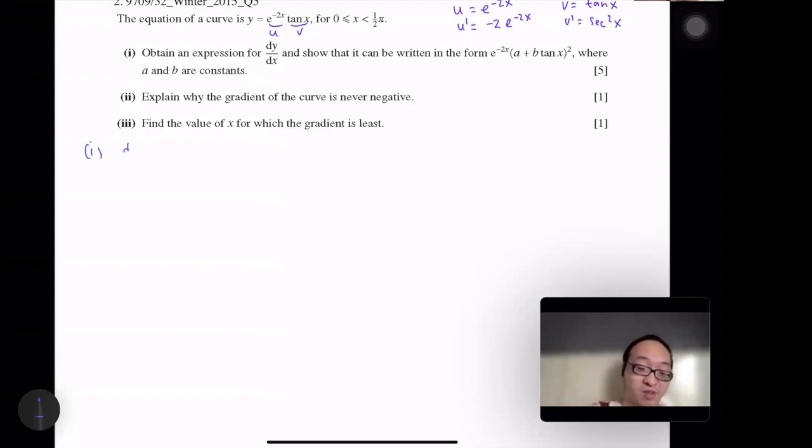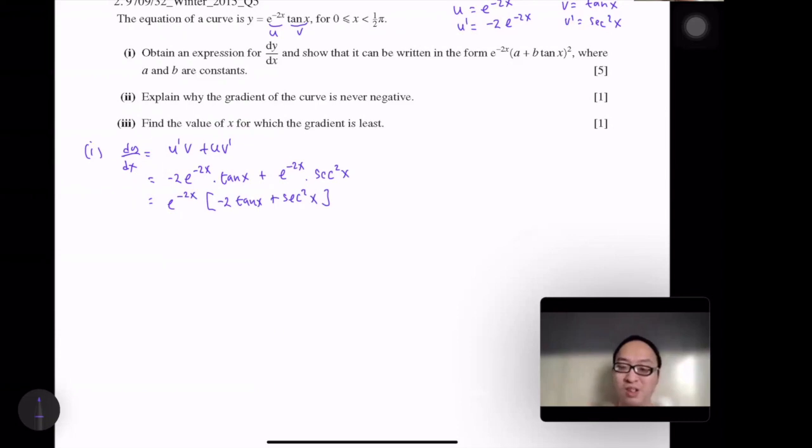So for the first one, dy/dx is u prime v plus u v prime. Put in the formula: u prime is negative 2e to the negative 2x, times v which is tangent x, plus u which is e to the negative 2x, times v prime, secant squared x. We can factorize the e to the negative 2x, and it becomes negative 2 tangent x plus secant squared x.